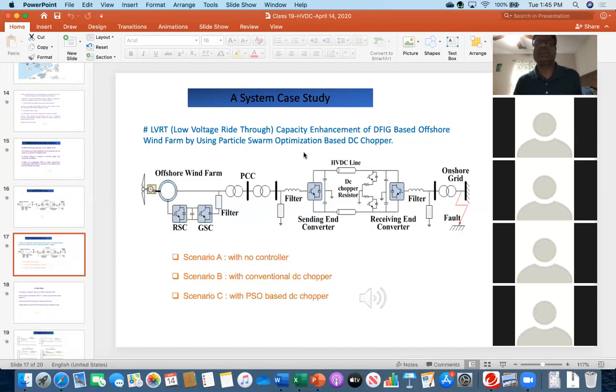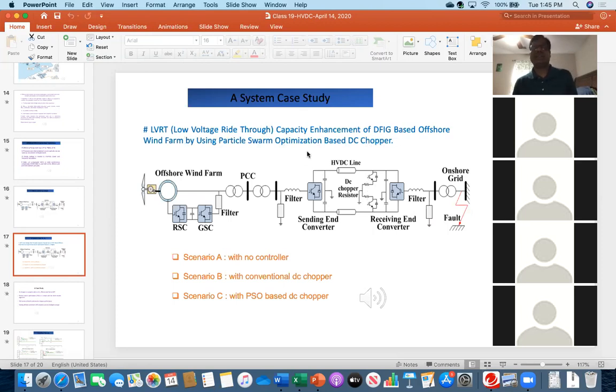Particle swarm optimization is an optimization technique that can optimize your parameters. It can provide you a good set of parameters. That's why the case study is: due to any fault on the onshore grid side, how we can maintain the low voltage ride through, or LVRT, capability of the DFIG based system with the help of particle swarm optimization based DC chopper. DC chopper means this resistance.